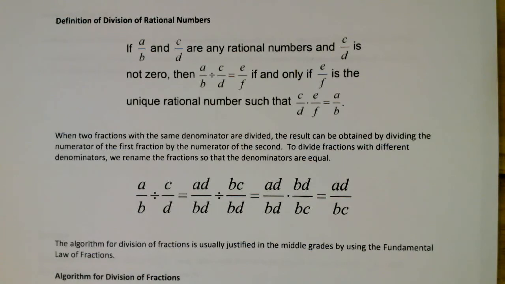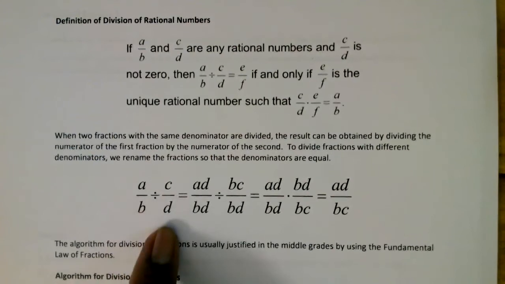Okay. So now, when 2 fractions with the same denominator are divided, the result can be obtained by dividing the numerator of the first fraction by the numerator of the second. To divide fractions with different denominators, we rename the fractions so that the denominators are equal. Okay, so here A over B divided by C over D.